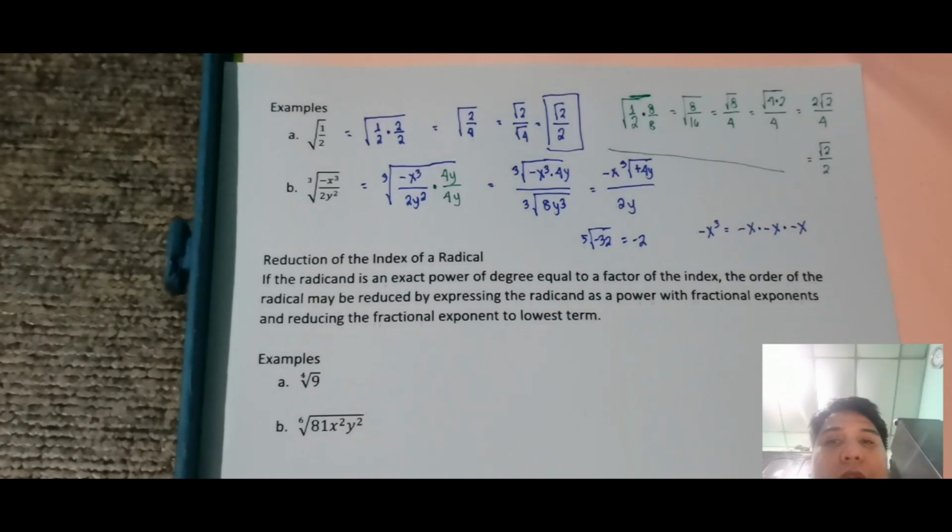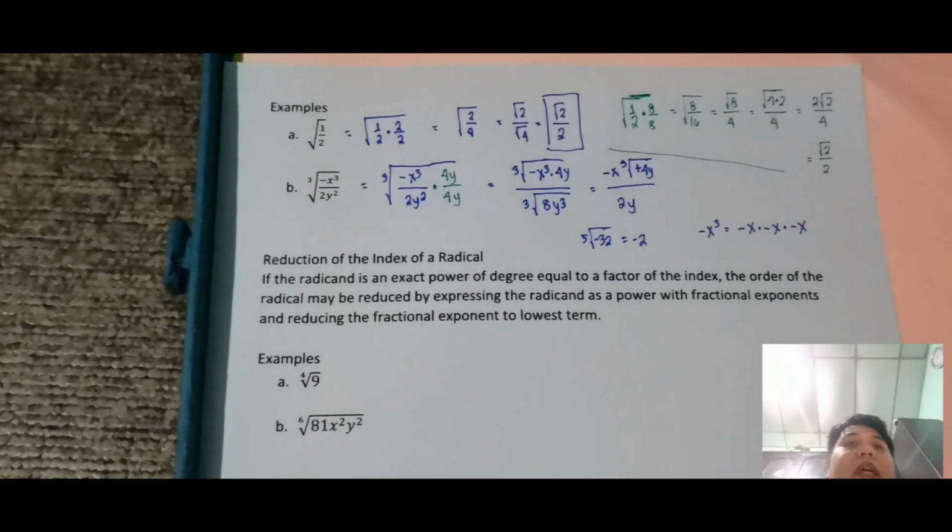Okay tayo dyan. Dalawa na yung napag-aralan natin. Una, magre-remove tayo ng factor sa loob na kung saan may perfect n power. Pangalawa, tatanggalin natin yung radical sign sa denominator by magmumultiply ako ng something na kung saan magiging perfect n power yung denominator. Ngayon, ito yung last: reduction of the index of radical. Sir, ano meaning reduction? Babawasan? Yes, babawasan or meaning isi-simplify.